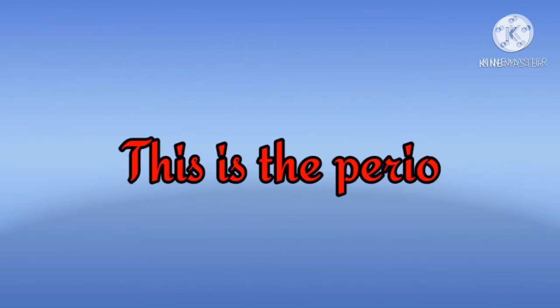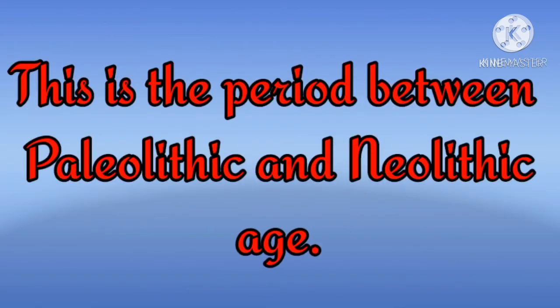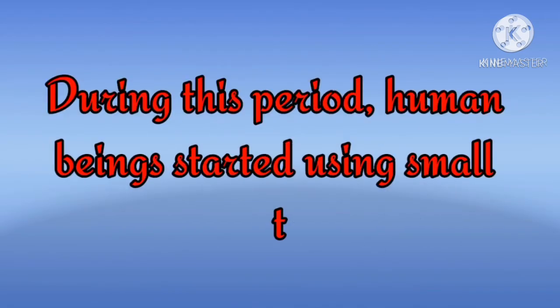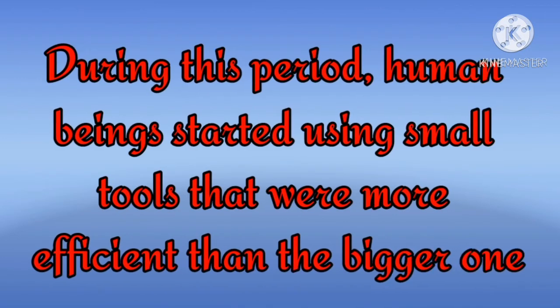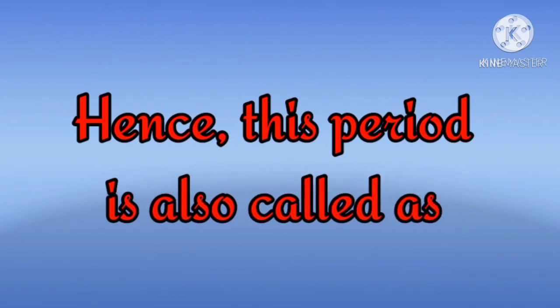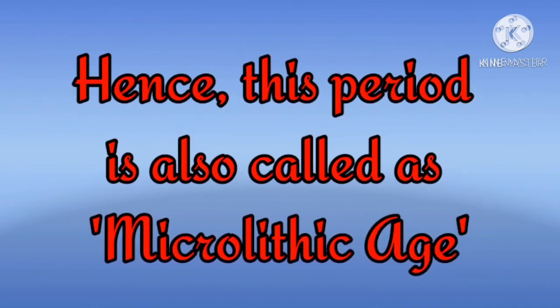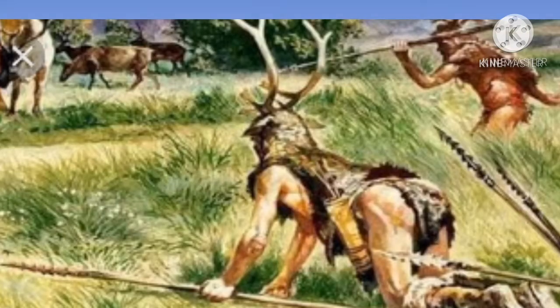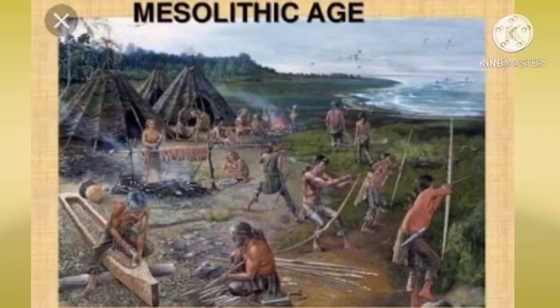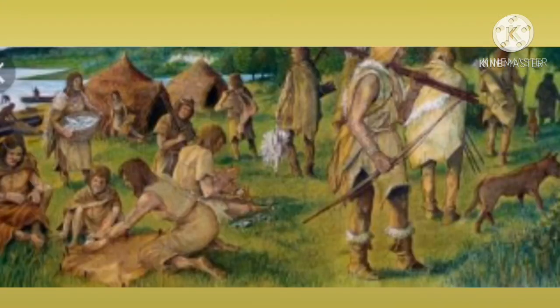Mesolithic Age. This is the period between the Paleolithic and Neolithic Age. During this period, human beings started using small tools that were more efficient than the bigger ones. Hence, this period is also called the Microlithic Age. Mesolithic people learned to hunt in groups. They also learned to domesticate plants and animals. Dog was the first animal to be domesticated.